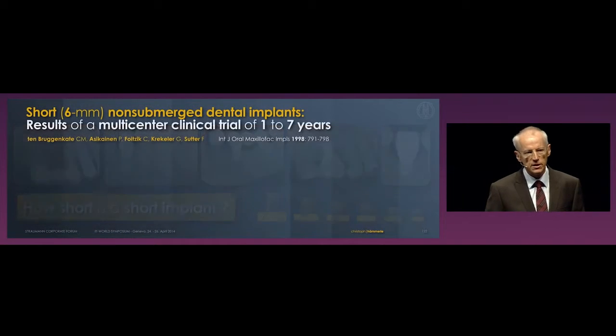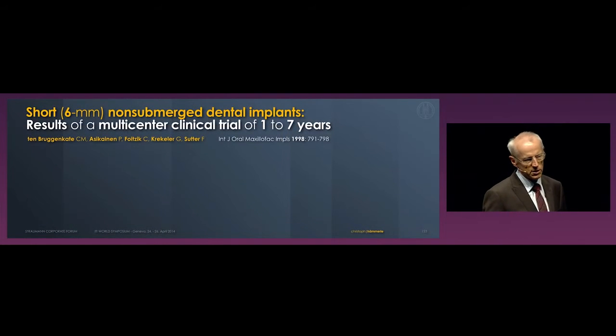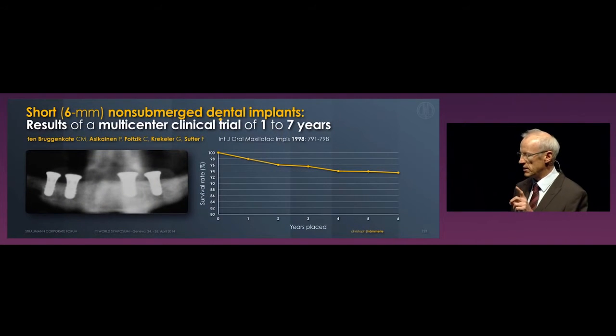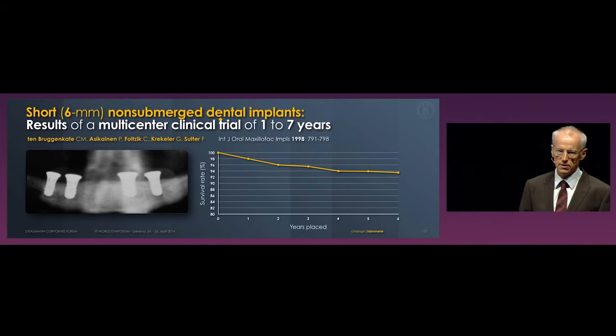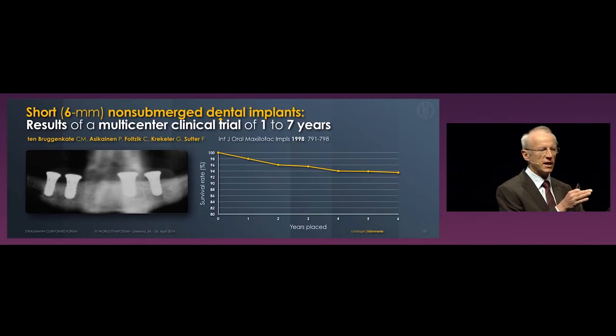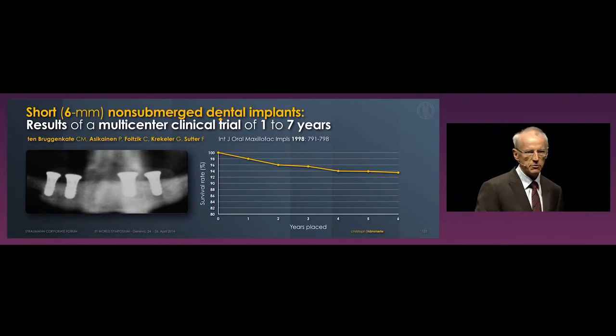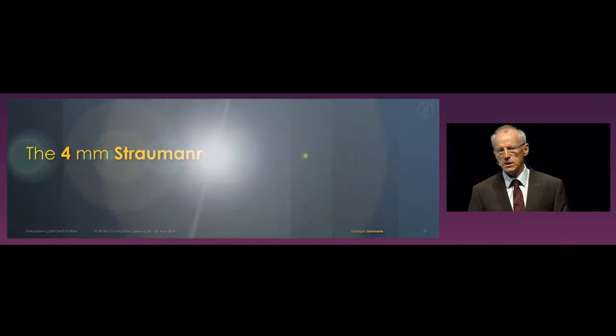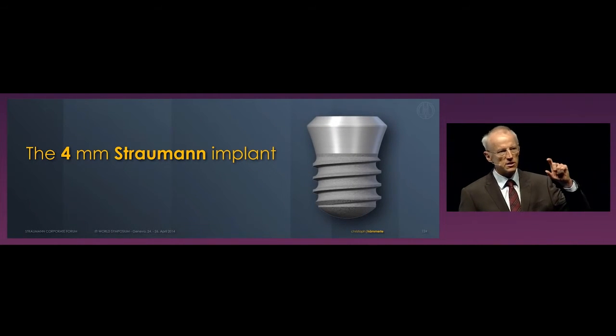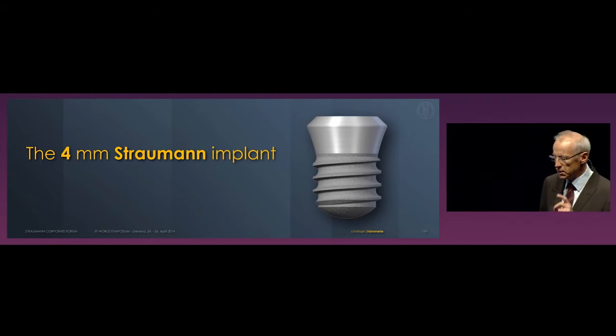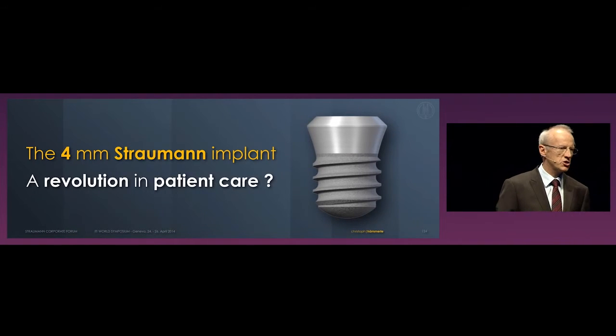Let me show the results of Ten Bruchenkate, 1997. They had 7-year data, and they had pretty decent survival rates with 6 millimeter implants. So Straumann fabricated these implants 25 years ago. And for us, these are standard implants. And now, as you've already heard, there is the 4 millimeter implant. And it's not just 2 millimeters shorter. It can mean that it can be a revolution in patient care.